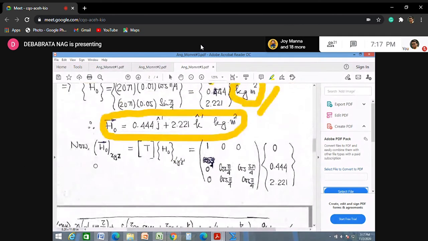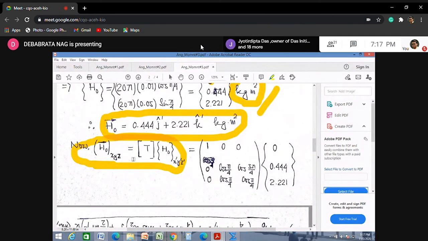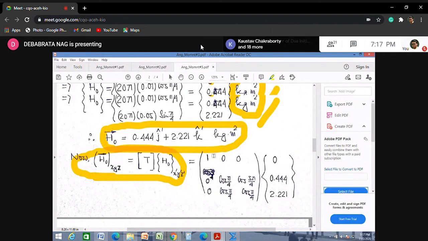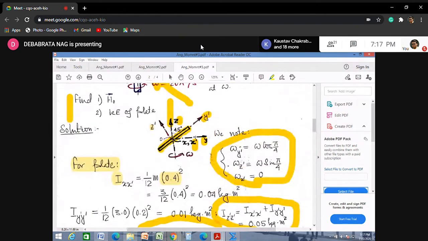So what we have to do? We have to simply apply the transformation theorem. This T stands for the transformation matrix. So you need to rotate this x dash, y dash, z dash axis with respect to the x dash axis, so that it gets aligned with your x, y and z axis. So from this axis to this axis.